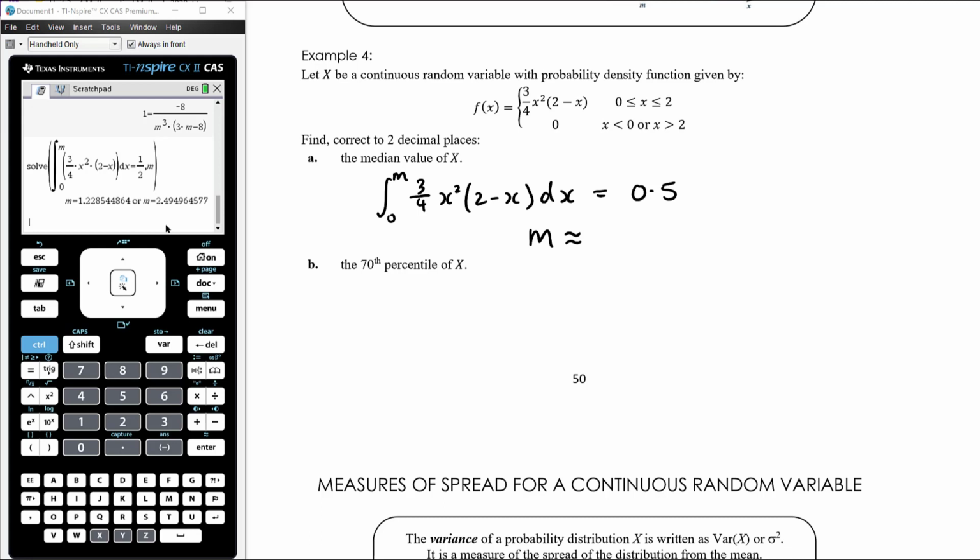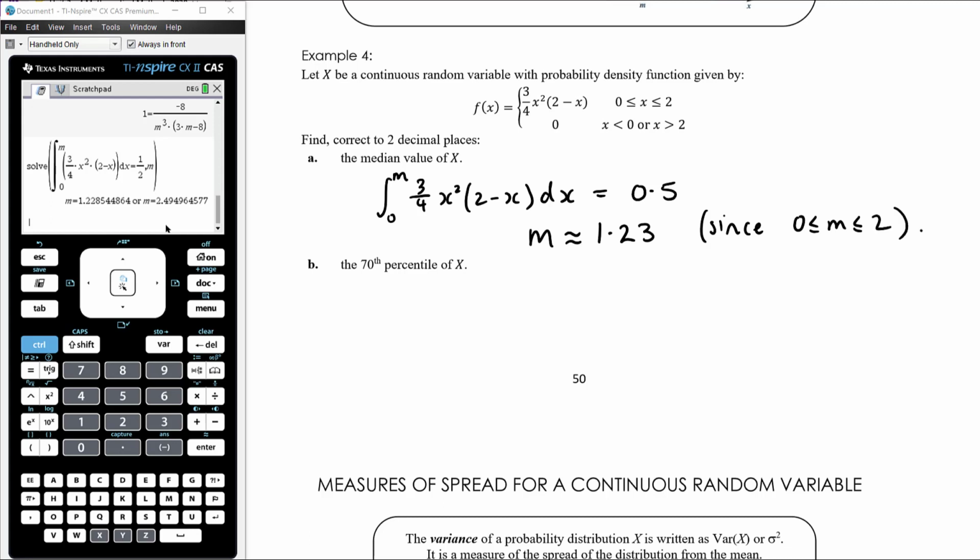Now we've got two values here, but we know the median is going to have to be within the domain of the function. So it has to be between 0 and 2. Therefore it has to be 1.23 to two decimal places, since the median has to be within the domain of the probability density function.